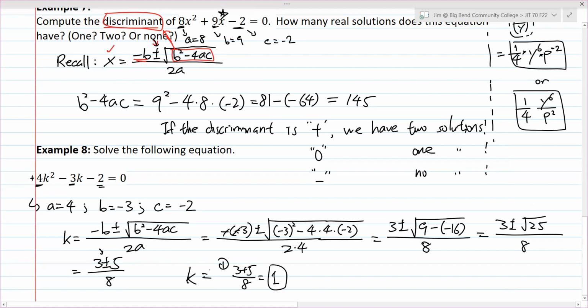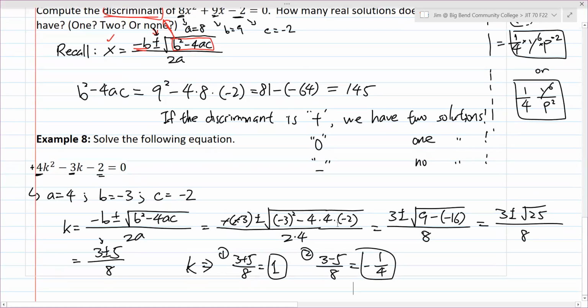That's the first solution. And then the second solution would be 3 minus 5 over 8. So you have 2 solutions solved by 2 signs separately. So that would be negative 1 over 4. So what is the meaning of having 2 solutions? Well, think about it. Right. It means there are 2 values you can plug into the original equation.